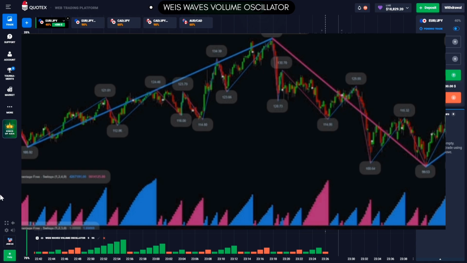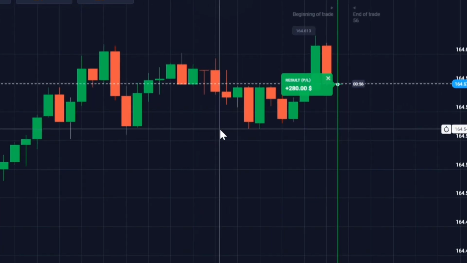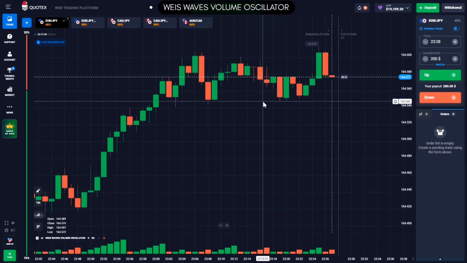Trend continuation versus reversal. Increasing volume in successive up waves indicates trend continuation. Declining volume while price rises could warn of a reversal or weak trend.